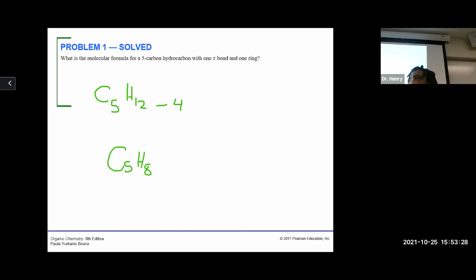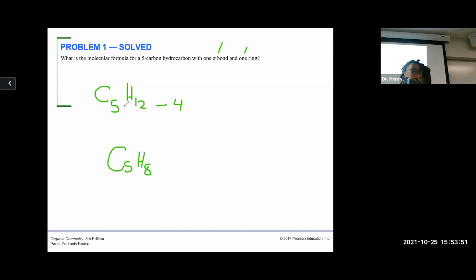Which works out the same way because you're losing 2 this way and you're losing 2 this way, so you're losing a total of 4. It should always work out that way. You're losing 2 for the ring structure and you're losing 2 for the double bond, right? So yes, ma'am. Yes, Ed.